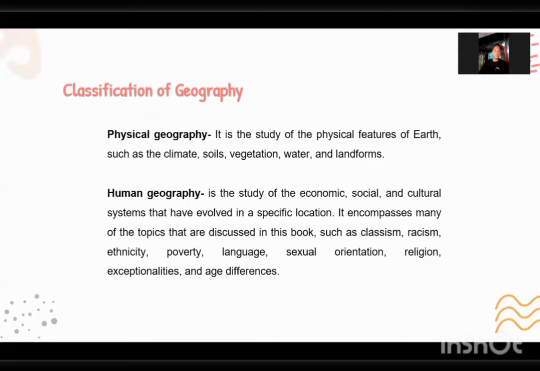So, geography has two classifications. The first one is physical geography, which is the study of the physical features of Earth, such as climate, soils, vegetation, water, and landforms. The next one is human geography, which is the study of economic, social, and cultural systems that have evolved in a specific location. It encompasses many of the topics that are discussed in this book, such as classism, racism, ethnicity, poverty, language, sexual orientation, religion, exceptionalities, and age differences.